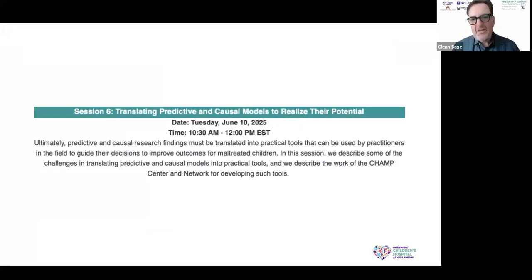And then nothing matters, nothing, unless it can really help people in practice. In the CHAMP Center, which is sponsoring this, CHAMP Center and CHAMP Network, as we've talked about before, it's all about using these models to build decision support tools that could be used in practice to guide decision making, as we've talked about. And our 6th session is going to be about that.